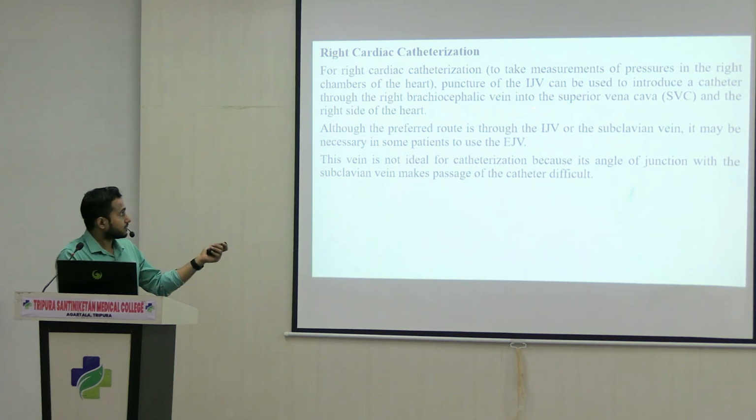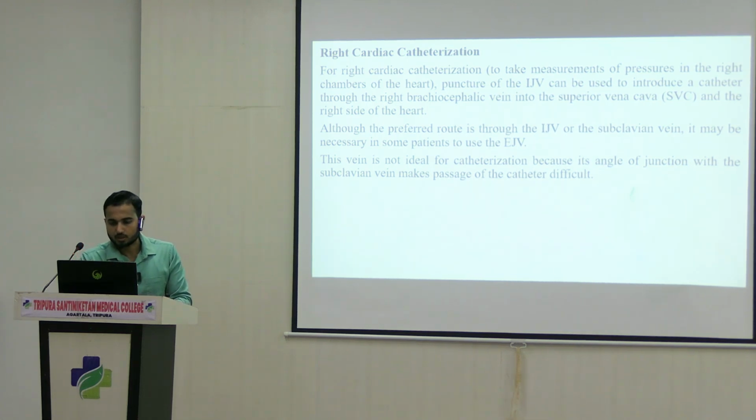Now see, the internal jugular vein can be used to introduce a catheter through the right brachiocephalic vein, and from the right brachiocephalic vein to the superior vena cava, and then it will go into the right side of the heart. Now the question is, where do you think the needle has to be inserted? In case of right cardiac catheterization, if we are selecting the internal jugular vein, which particular area will be selected?